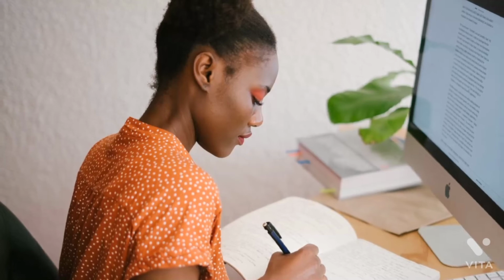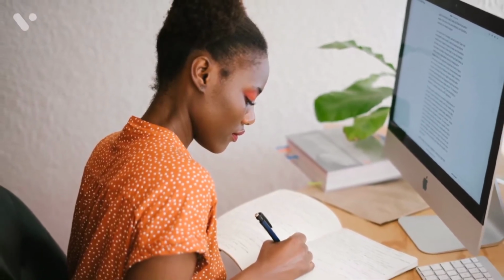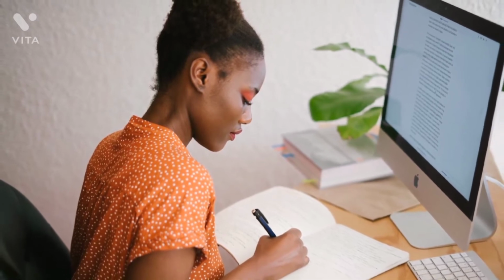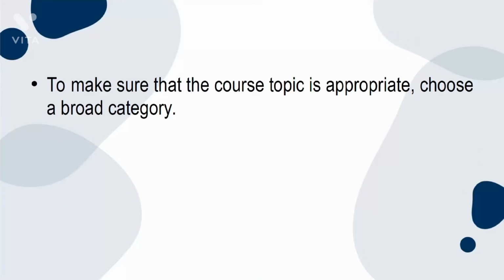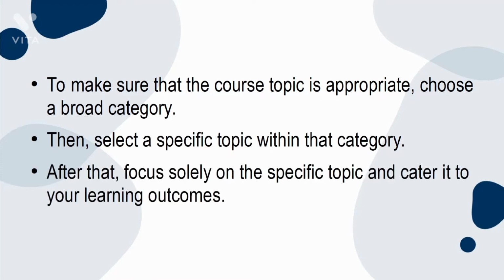If you choose a topic that is too broad, you will find a lot of information that is interesting but not directly related to the learning outcomes. To make sure that your course topic is appropriate, choose a broad category. Then, select a specific topic within that category. After that, focus solely on the specific topic and cater it to your learning outcomes.